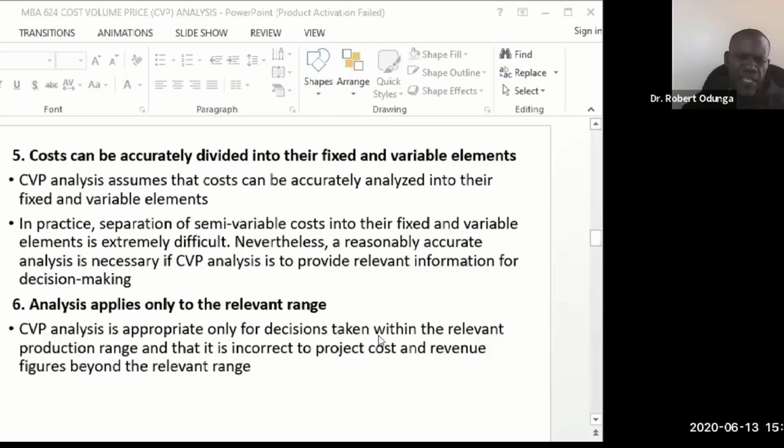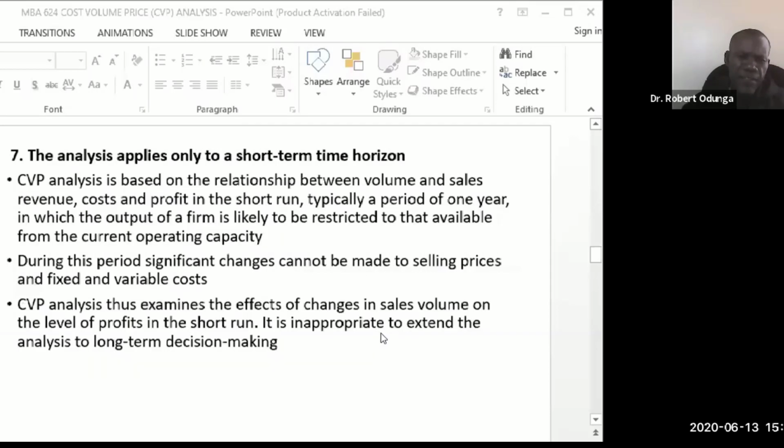On number 7, the analysis applies only in a short-term horizon. All right, and this we had explained in our introduction. We said things like increasing our capacity, our production capacity, like acquiring more machines. These are things that are long-term in nature. They are things that you cannot change at short notice. That's why we are saying this model can only apply in a short-term period horizon.